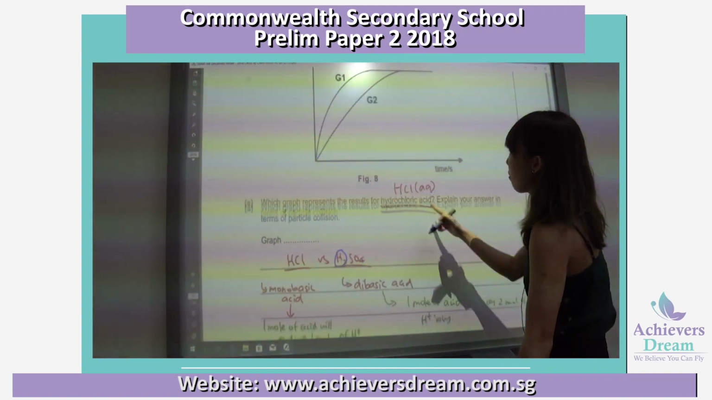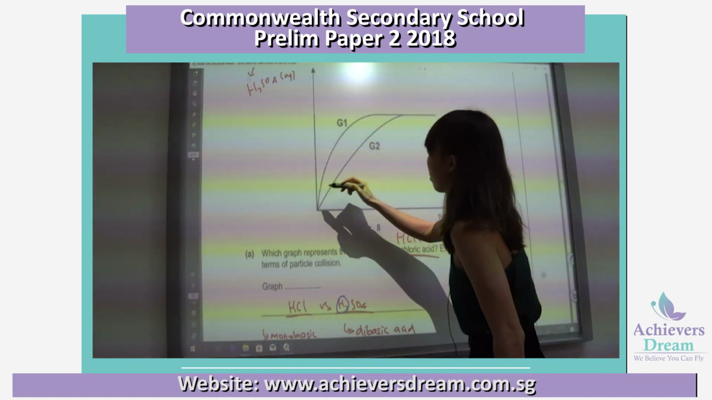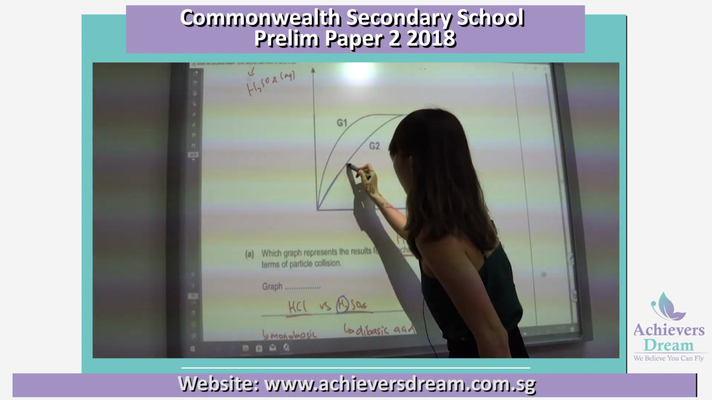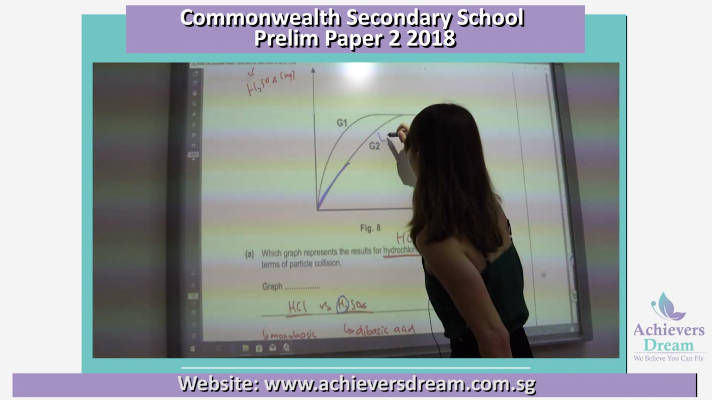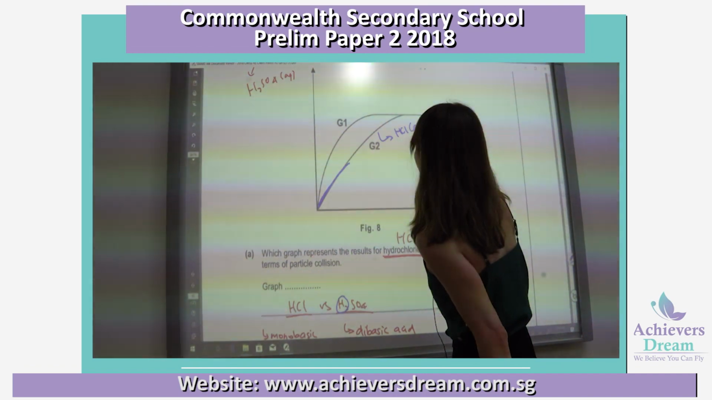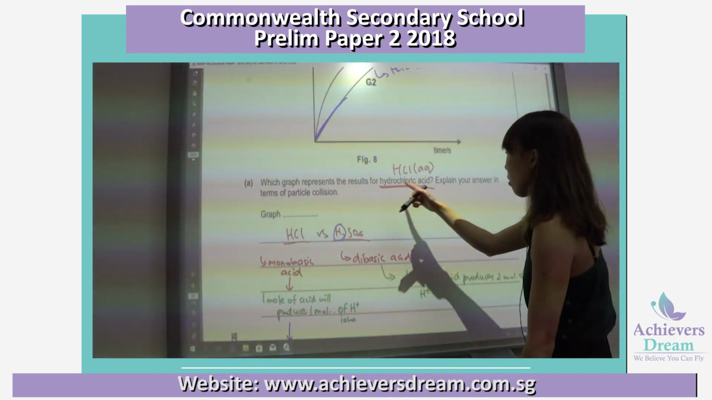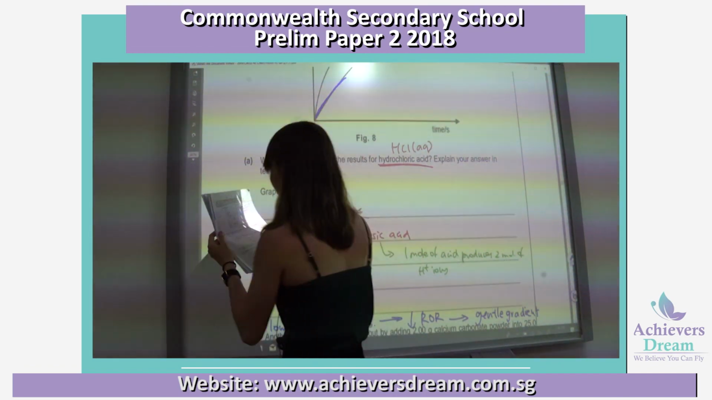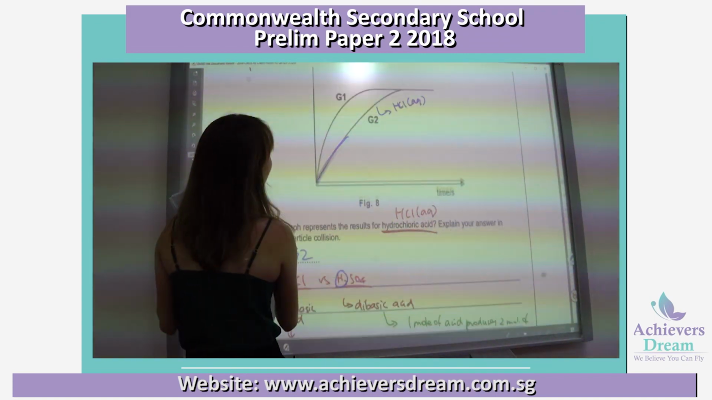Okay, so let's look at the graph again. Which one has a gentle gradient, G1 or G2? The answer will be G2, correct? So this is my graph for HCl. So which graph represents the results? The answer will be G2, correct?